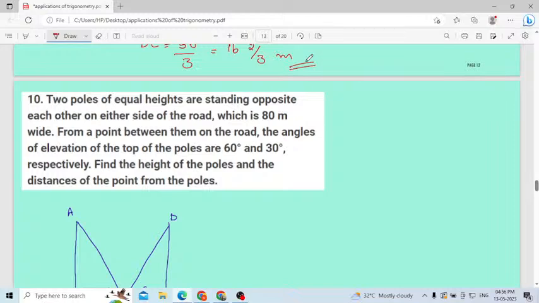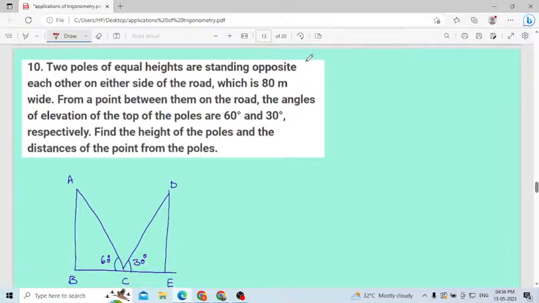Okay, next problem. These problems are easy, but you have to know how to draw the diagram, then how to solve the problem. Okay, next problem. Two poles of equal heights.